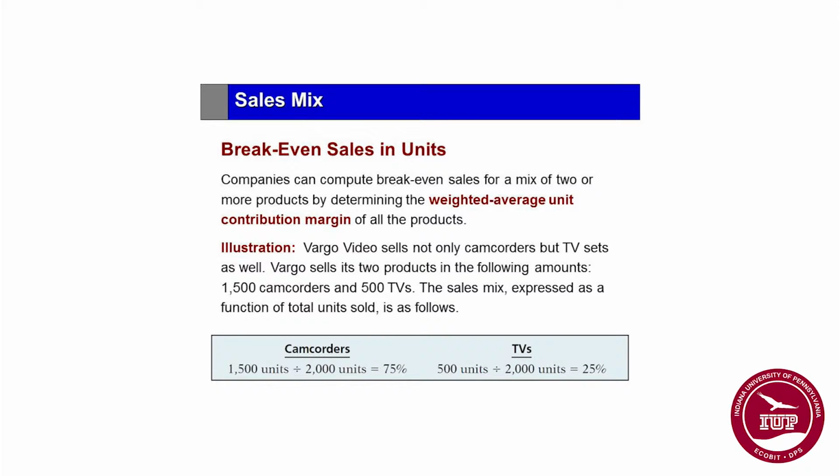1,500 are camcorders and 500 are TVs. The total units sold are 2,000. So the sales mix ratio is 75% to 25%. Why is this important? Because we use these as the weights to compute the weighted average contribution margin for the sales mix, which will be used for computing the break-even point.